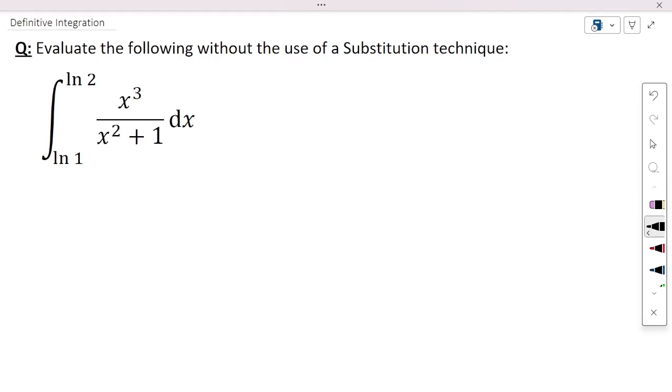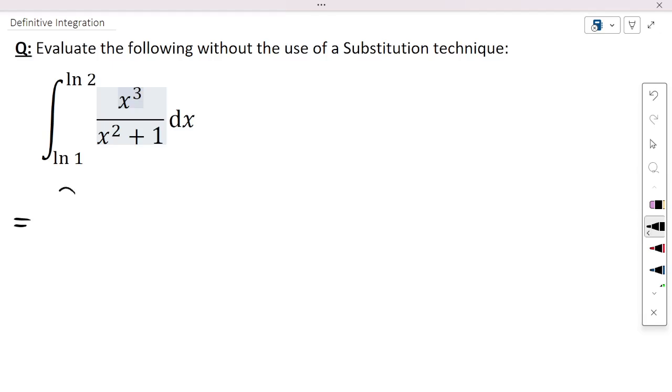Now, first of all, let's look at the integral. It's the integral where the lower limit is natural log of 1 and the upper limit is natural log of 2. Now, over here, the integrand is x cubed over x squared plus 1 with respect to x. Now, how are we going to do this without substitution? This is going to require a lot of math skills, and I'm going to show you why.